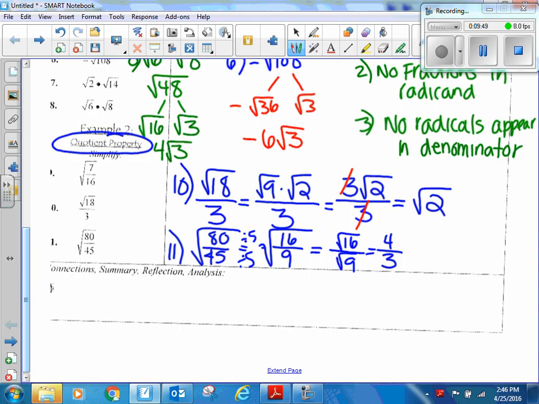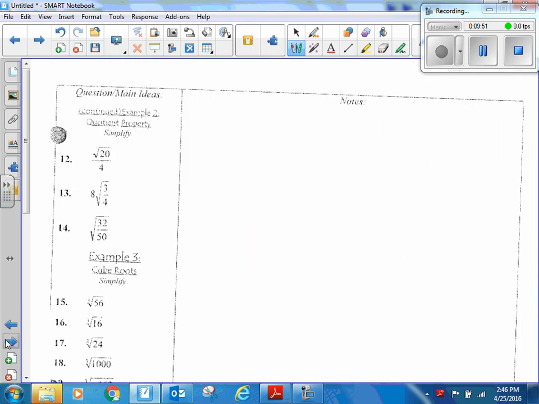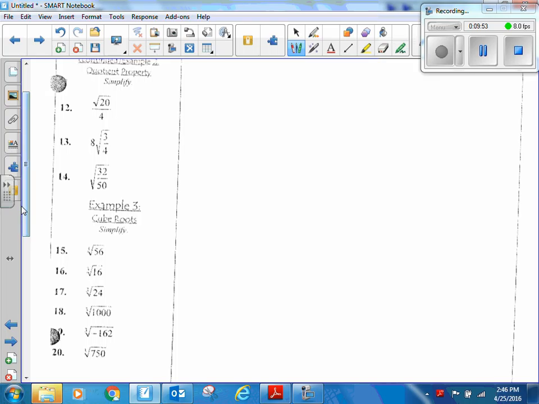All right, on to the back. So this is a little bit continued, still working with the quotient property. I am going to do 13, and I'm going to change 14 a little bit, and we're going to look at another example. So for 13, we have 8 times the square root of 3/4.